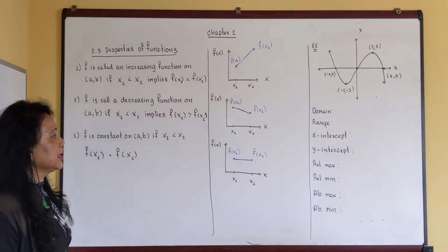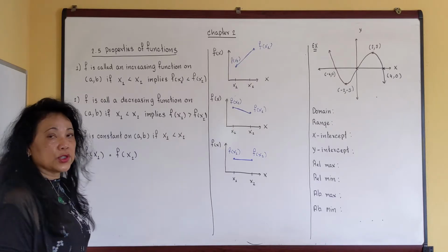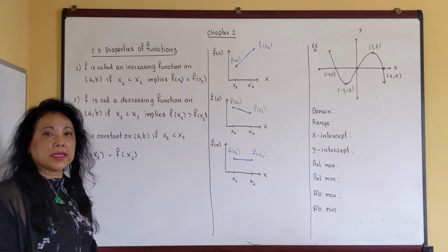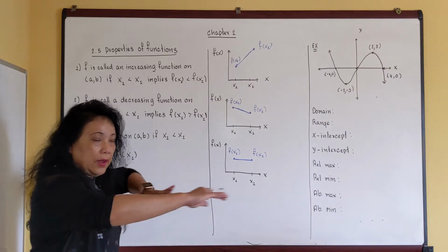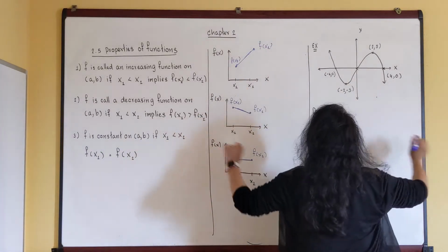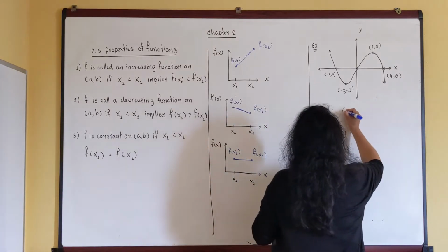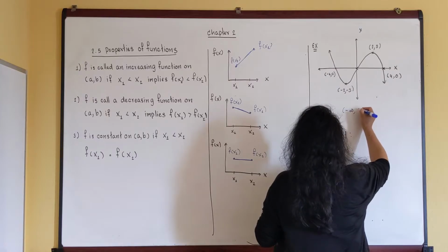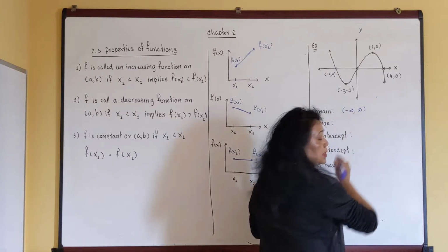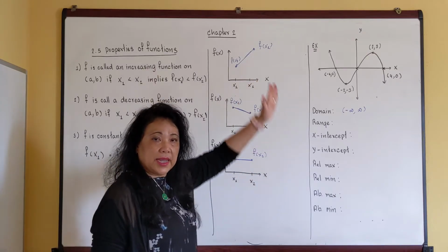Now let's look at the next example. I have a graph here. Let's fill out all these definitions. Domain is the x interval. Look at the horizontal. This graph goes infinitely to the right and infinitely to the left. So the domain, the x interval, is -infinity to +infinity.